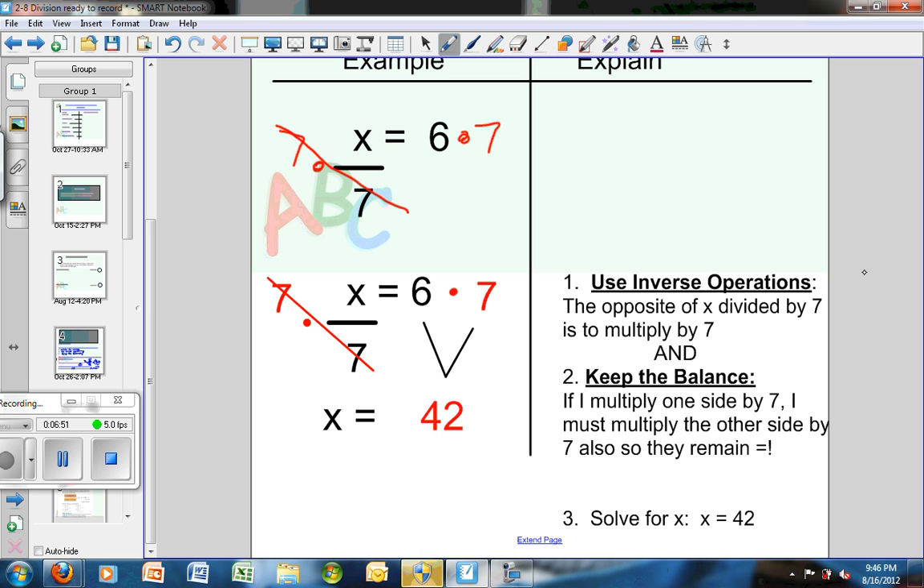Same steps as we've had before. First of all, use inverse operations. The opposite of x divided by 7 is to multiply by 7. Second, keep the balance. If I multiply one side by 7, I must also multiply the other by 7 so that they remain equal, or the same as each other. Third, of course, we're just going to solve. So x is equal to 42.